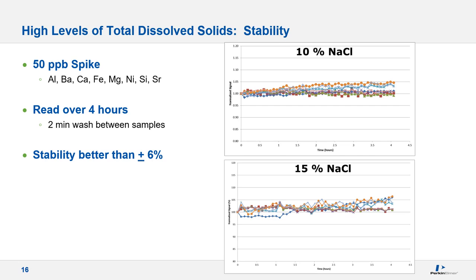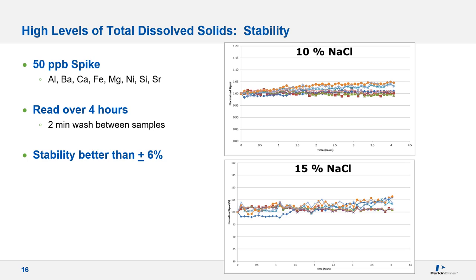By implementing these conditions, we can achieve excellent stability in high matrix samples. In these examples, we spiked 10 and 15% sodium chloride solutions with 50 parts per billion of the analytes listed, and we measured them for 4 hours with a 2-minute rinse between samples. The intensities were normalized to the first reading, and we could see that the stability is better than 6% in both the 10 and 15% sodium chloride brines.